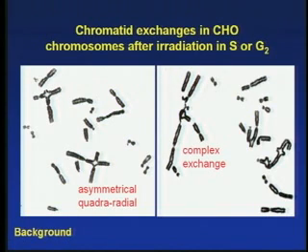Now, in addition to those very defined structures and processes, there are many types of exchange that have no name for them. It's very complicated. For instance, this one you can call an asymmetrical quadriradial, or this is very complicated, involving many pieces of chromosomes exchanged together into a very complicated structure that you cannot put apart in any fashion.